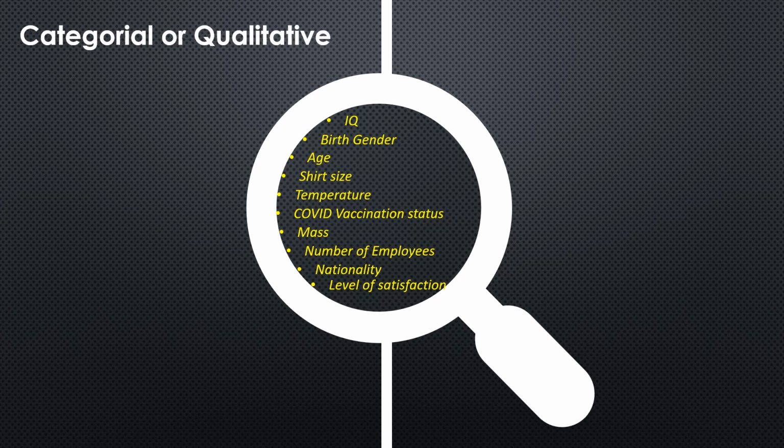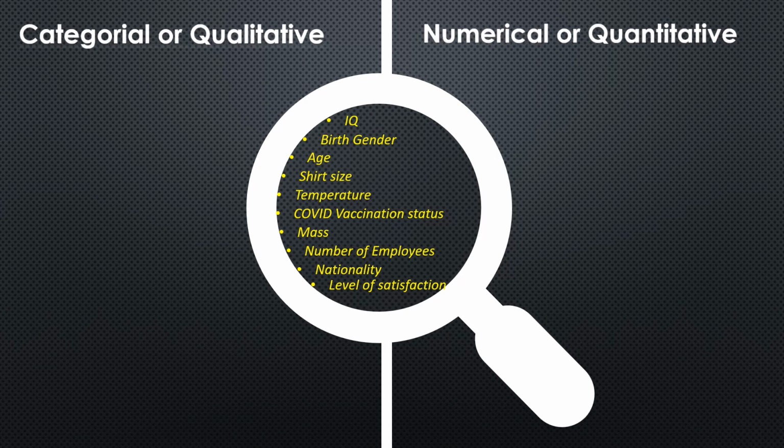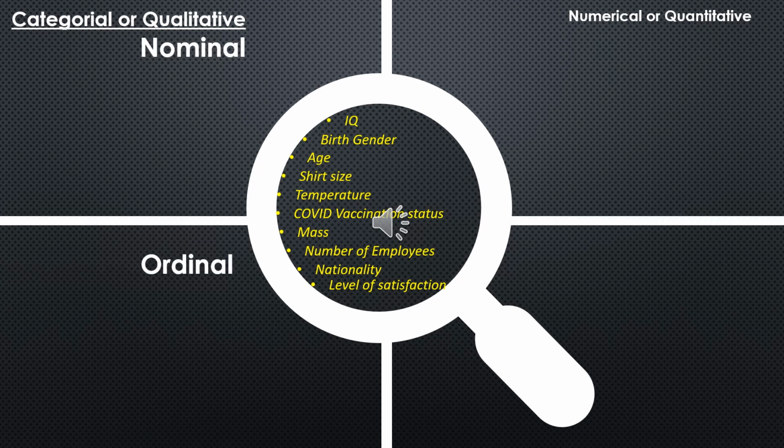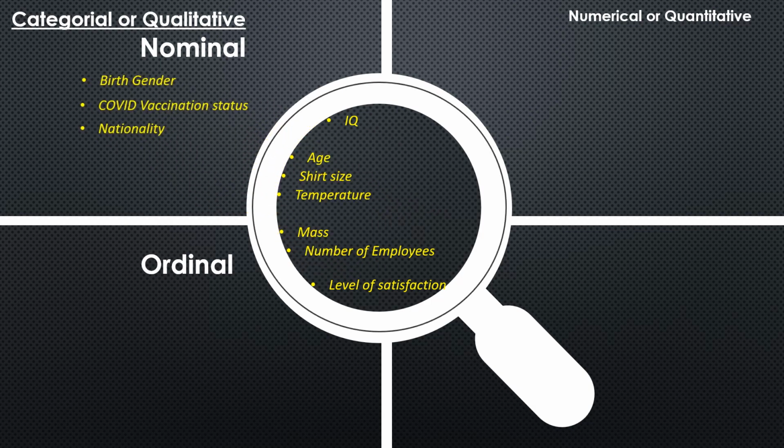Variables can be broadly categorized into two main classes: categorical or qualitative variables and numerical or quantitative variables. Categorical, or qualitative, variables categorize the objects or subjects of study into groups or categories. These categories can be of two types: nominal or ordinal. Nominal variables lack a specific order and merely represent different categories. For instance, birth gender, nationality, and COVID vaccination status are examples of nominal variables.